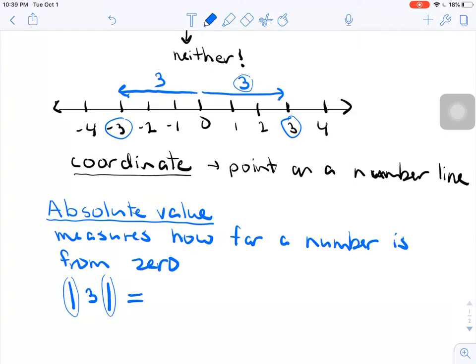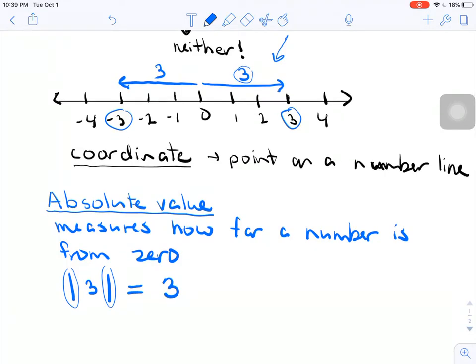Kind of like when you're doing order of operations. Once you figure out what's inside the parentheses, you don't need the parentheses anymore. It's the same sort of idea. So in this case, this is asking the absolute value of 3. So it's asking how far from 0 is 3. Well, we marked that up here on our number line. So 3 is 3 away from 0. So the absolute value of 3 is 3.